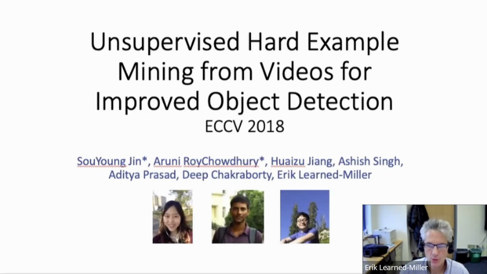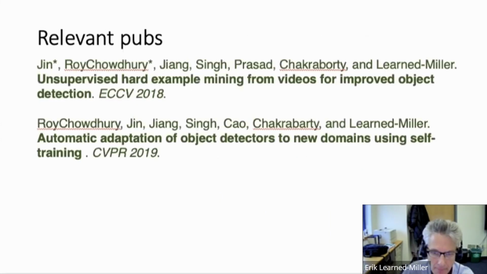So I'm going to talk about this work called unsupervised hard example mining from videos for improved object detection. And here are three of the students who worked on it. Actually, So Young on the left here is now faculty up at Dartmouth. And on the right here is Huizhu Zhang, and he's a professor at Northeastern. Here are some of the papers that came out of this work. If you want to reference those later, you can find them on my website if you want.